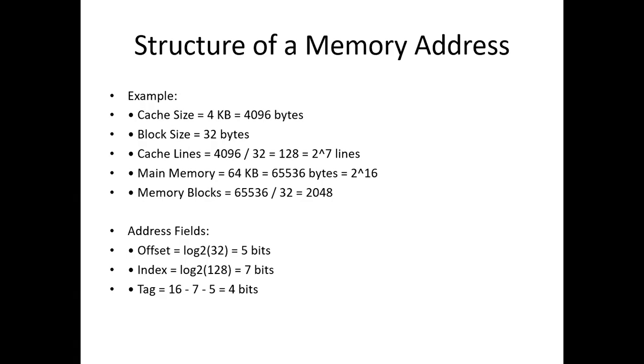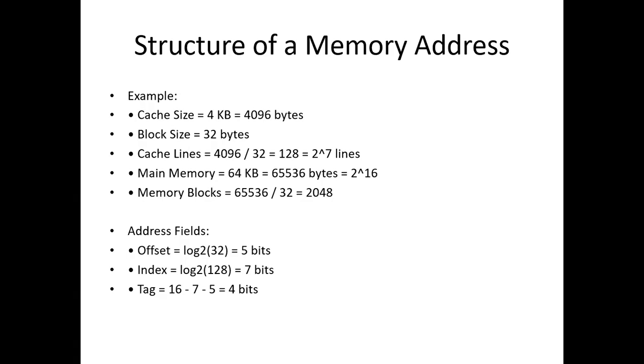Alright, then the index. We get the index bits from the number of cache lines. Remember how we got the number of cache lines: we divided the cache size by the line size, which is equal to the block size, and it gave us 2 to the power 7. So we take the exponent and use it as our index bits.